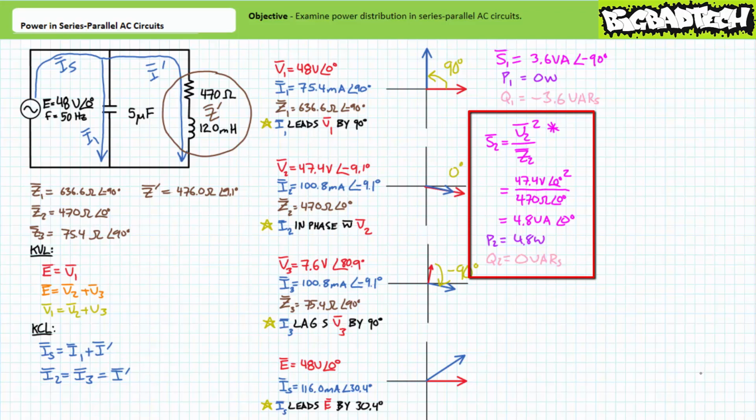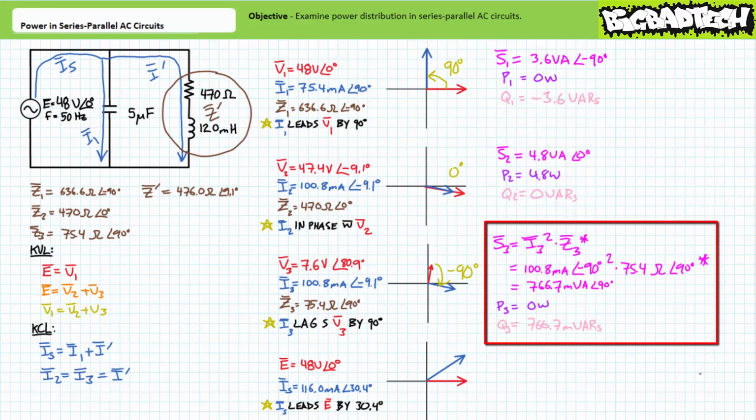Substituting in our given values, we arrive at an apparent power figure of 4.8 volt amperes at an angle of 0 degrees. Resolving this into its real and reactive components demonstrates this resistive impedance is directing 4.8 watts towards real power and 0 vars towards a reactive interchange. This is to be anticipated given the entirely resistive nature of this particular element.